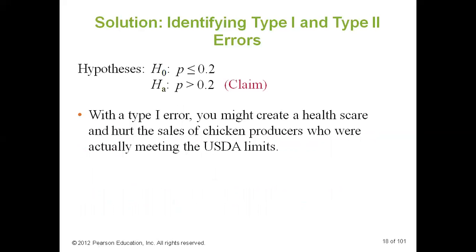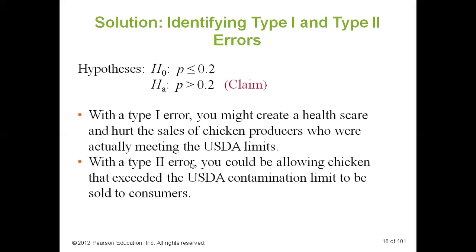Identifying type 1 and type 2 error next. With a type 1 error, you might create a health scare and hurt the sales of chicken producers who are actually meeting the USDA limit. But with a type 2 error, you could be allowing chicken that exceeds the USDA contamination limit to be sold to the consumer.